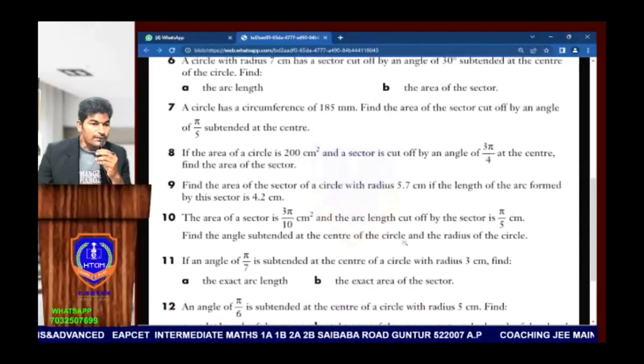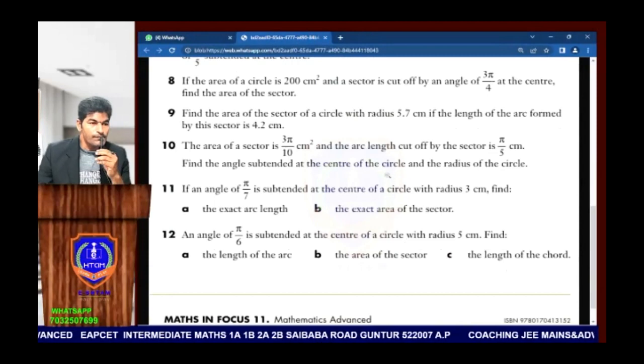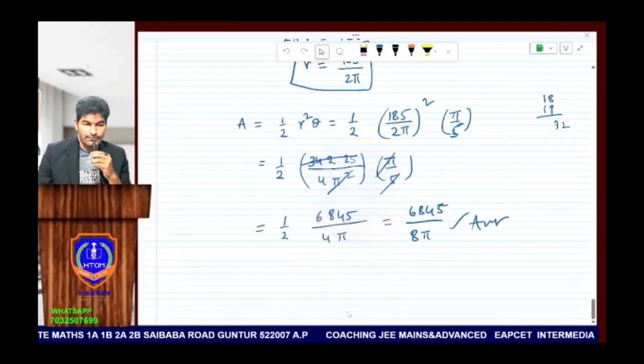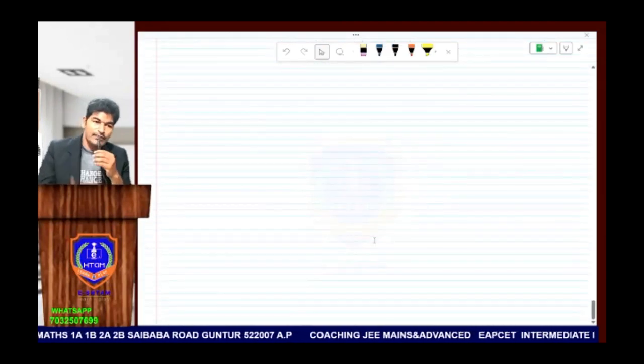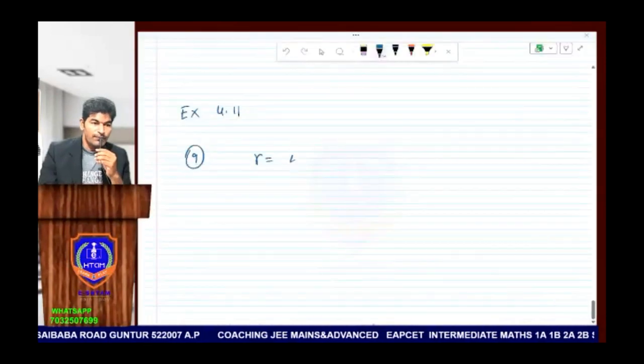What is the next question? Ninth one, okay. Find the area of the sector of a circle. What is the formula for area of the sector? Half r square theta. Radius, he said 5.7. The length of the arc formed by the sector is 4.2. So what he gave you, what is the question number? Exercise 5.7. r was 5.7.